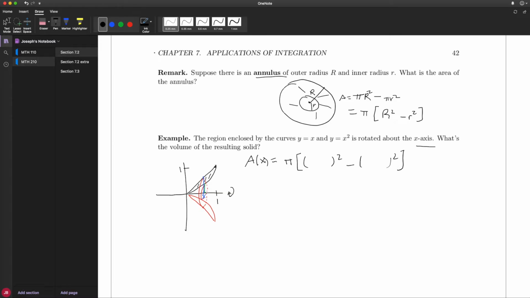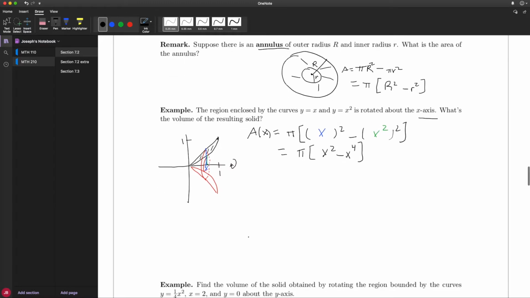And using our colors here, the outer radius will be formed by, in this case, the function y equals x, and the inner radius is actually going to be given by, let's do this right here, x squared, right? And now simplifying, this is just pi times bracket x squared minus x to the 4. Okay.